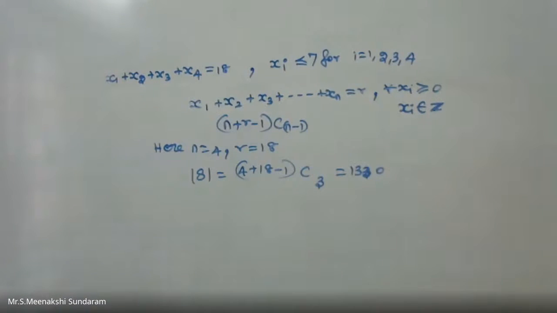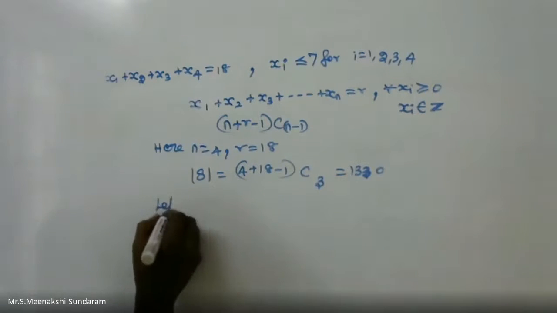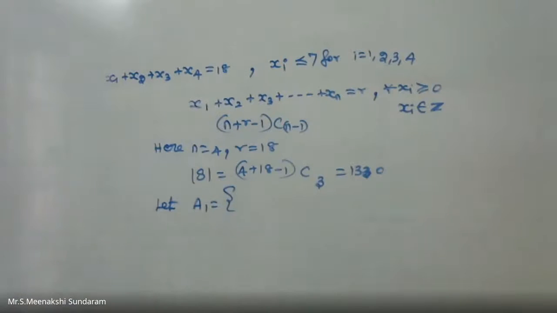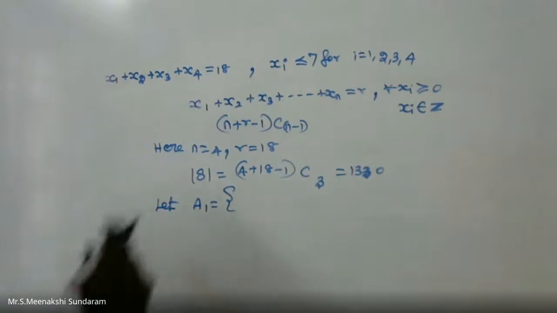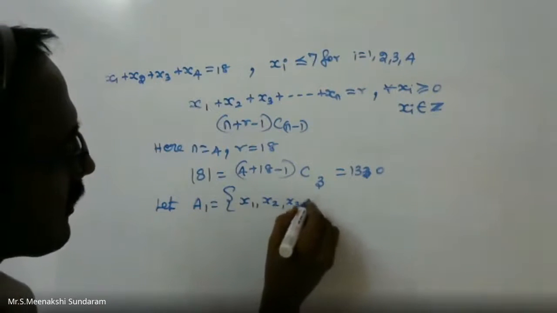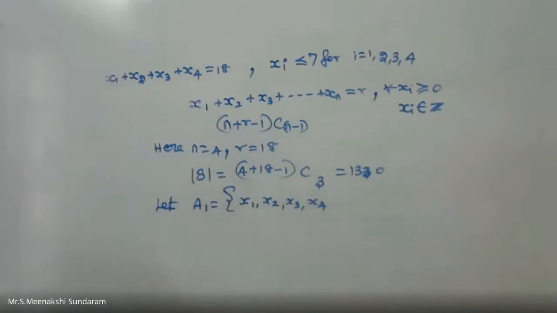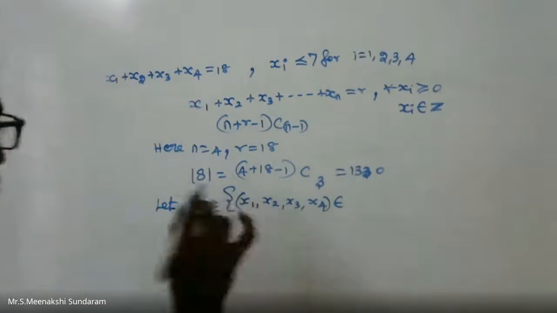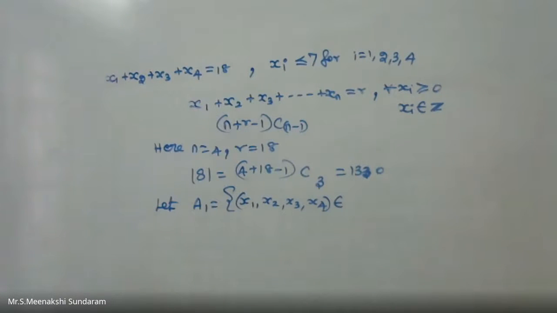Next I like to go for a1, a2, a3 or b1, b2, b3, whatever you take. I let it be a1, same as in the previous problem. A1 is the set of all solutions x1, x2, x3, x4, where x1, x2, x3, x4 all belong to the integer solutions, then belong to s.